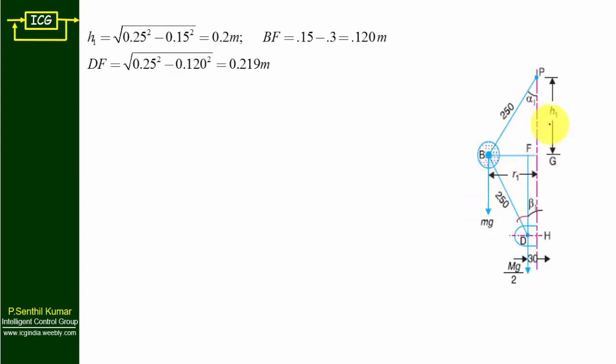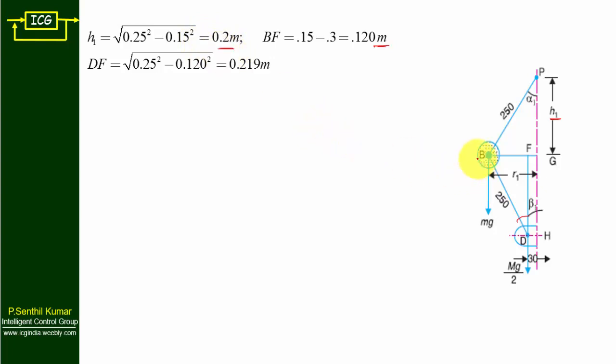First we need to find h1. For that we can apply the Pythagoras theorem. This is the hypotenuse value, this is the opposite side, and for h1 we need to find the adjacent side. So h1 equals square root of 0.25 squared minus 0.15 squared. We are writing everything in meters. You will get 0.2 meter.